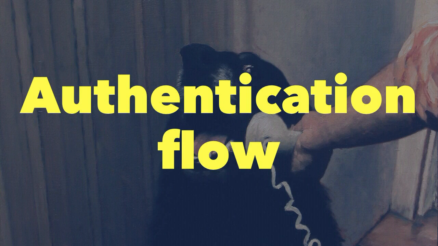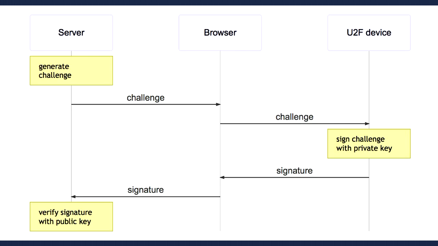Okay, so I'm going to show you a bunch of diagrams. So you'll glaze over a little, but it's okay. It's not too complicated. I'm just going to start with a simplified view of what the authentication flow looks like, and then we'll gradually add features to that until we get up to where real U2F is. So we're talking about authentication, so we're assuming that the device has already been registered.